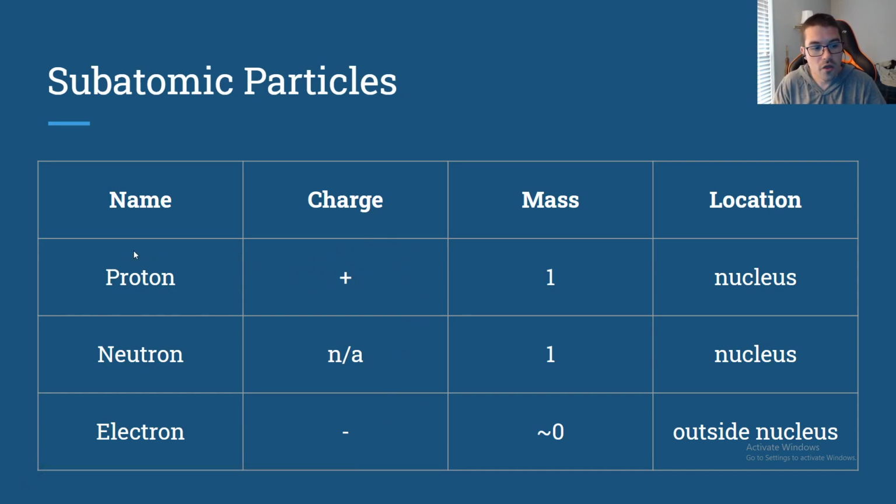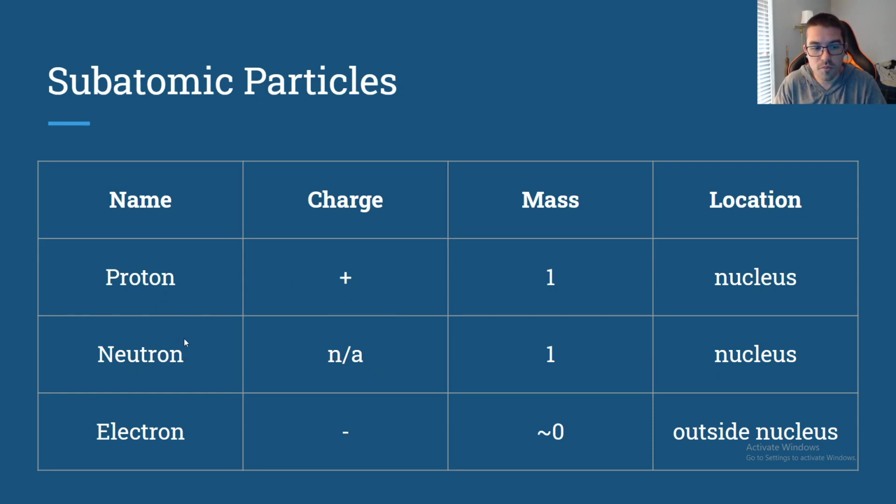Okay, so the protons are found in the nucleus and they're positively charged. The neutrons are also found in the nucleus. They don't have a charge. Their charge is neutral, okay? So some people write this as the number 0 to represent that there's no charge. I just wrote NA for not applicable, or not available. There really is no charge to a neutron.